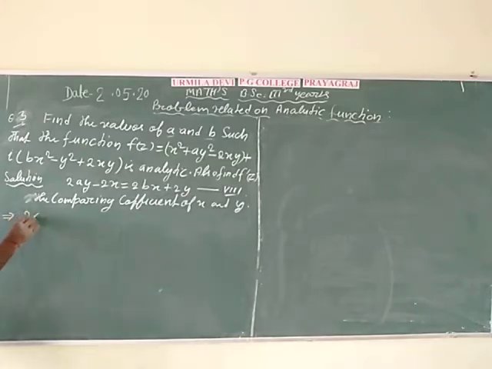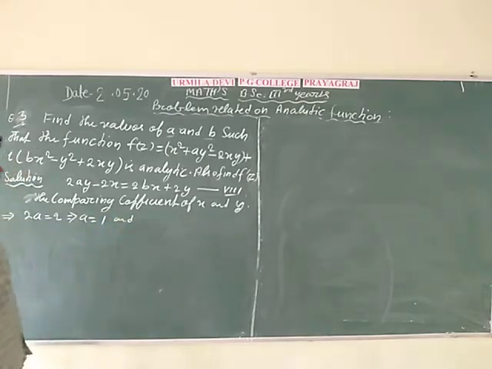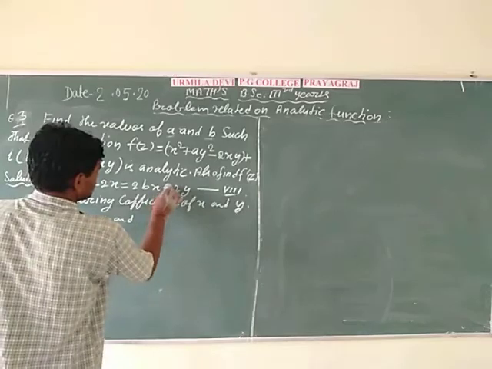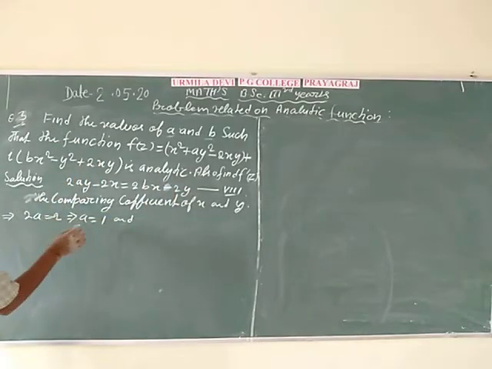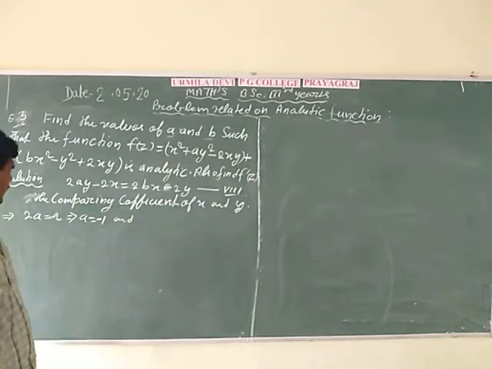Coefficient of y on the left is 2a, and on the right it is 2. So 2a is equal to 2, which implies that a is equal to 1. Now, checking the signs, the coefficient of y is 2a and it is equal to minus 2, so 2 and 2 cancel, and a is equal to minus 1.